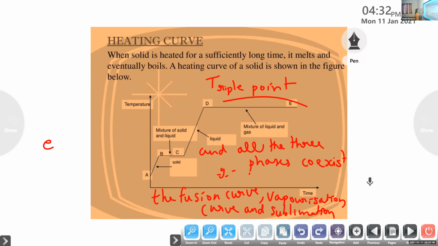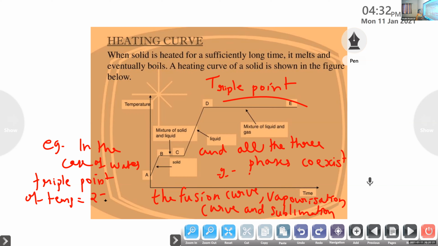So for example, in the case of water, the triple point temperature is 273.15 Kelvin. Triple point 273, not degrees Celsius, Kelvin.